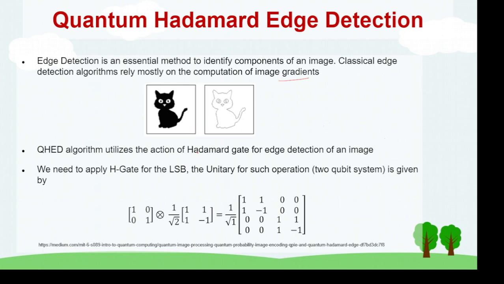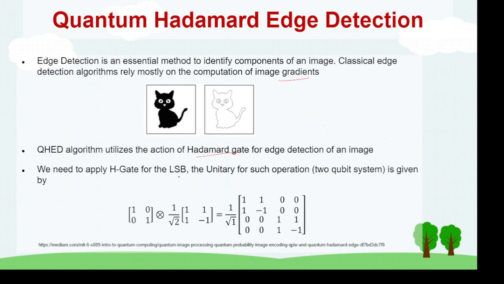QHED algorithm uses the action of the Hadamard gate. So we are familiar with the Hadamard gate, right? That's the most wonderful, powerful gate which converts the basis states 0 and 1 to superposition states. Here also it's doing some wonders. So let's try to understand what it does.